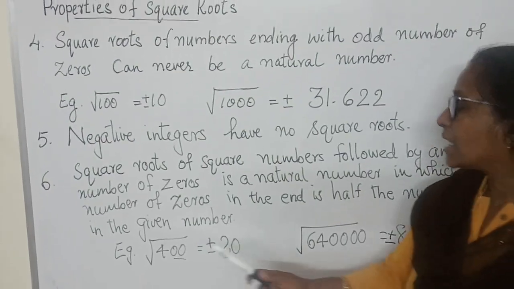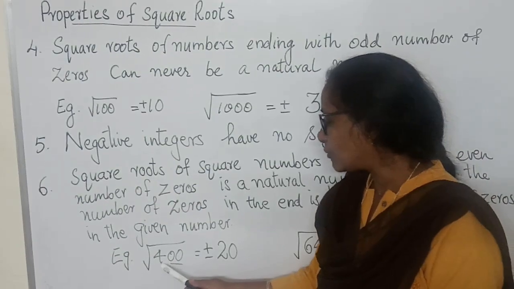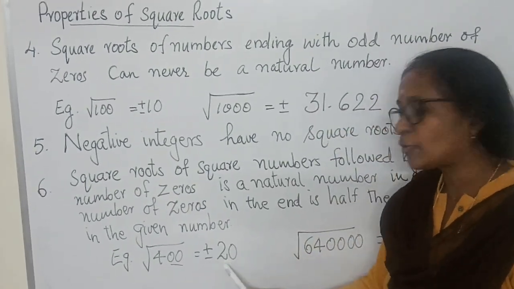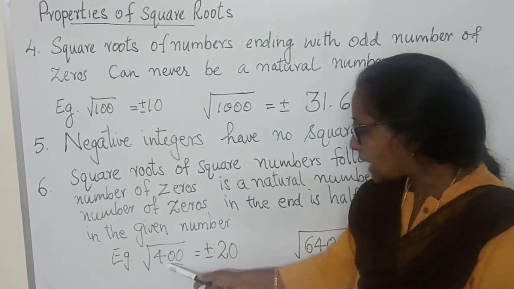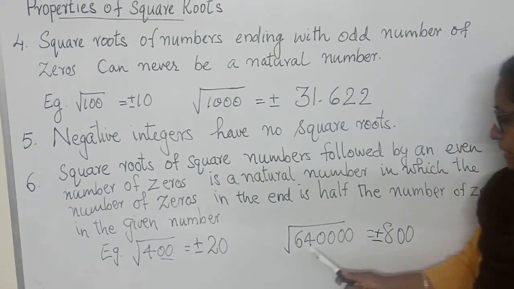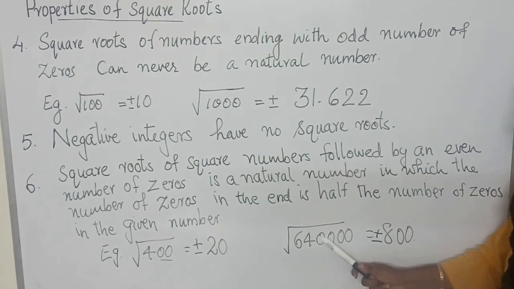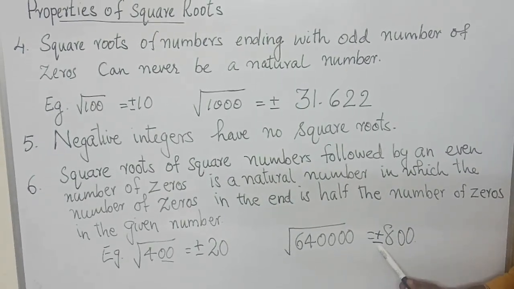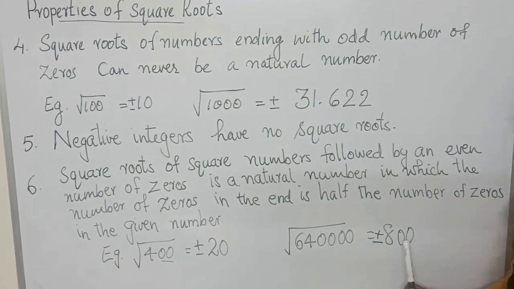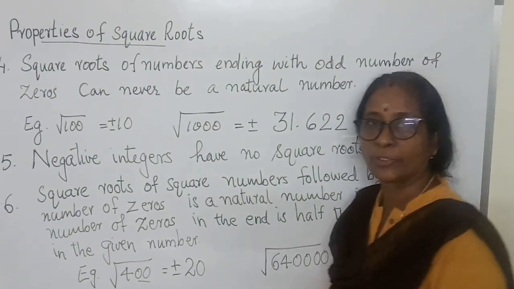It says that if a square number has zeros at the end, then you see here, if you have two zeros at the end, in the square root you will get 10. That is half of 2. Now here, how many zeros are there? 1, 2, 3, 4. So in the square root, how many zeros will there be? 4 divided by 2, that is 2. These are the properties of square roots.